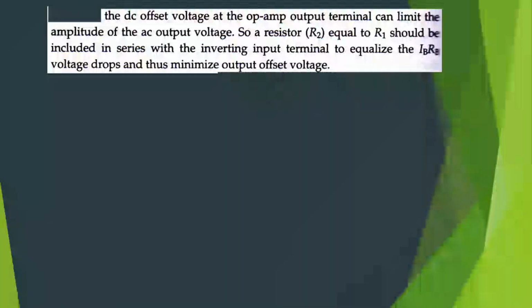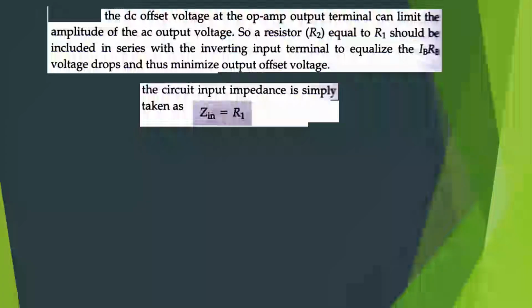The DC offset voltage at the op-amp output terminal can limit the amplitude of the AC output voltage. So a resistor R2 equal to R1 should be included in series with the inverting input terminal to equalize the IB times RB voltage drops and thus minimize output offset voltage. The circuit impedance is Zin equal to R1.